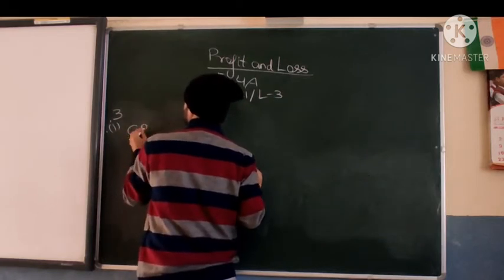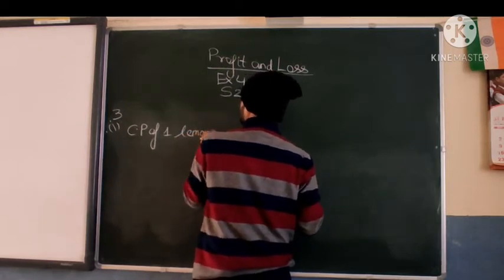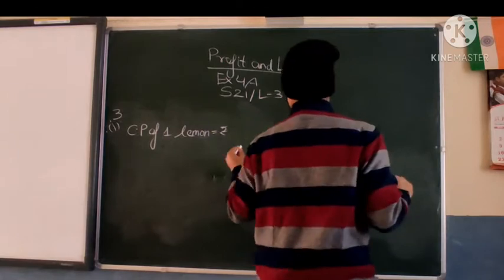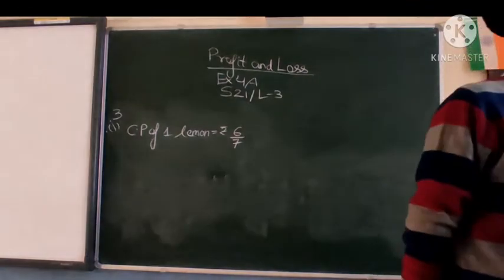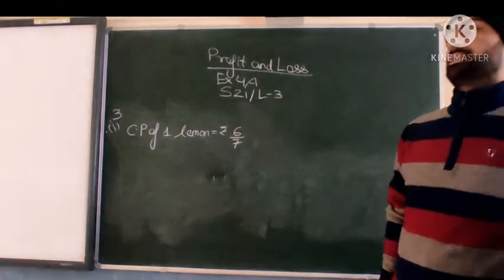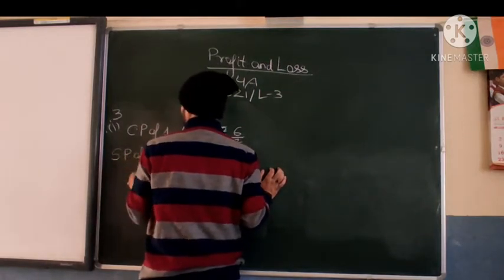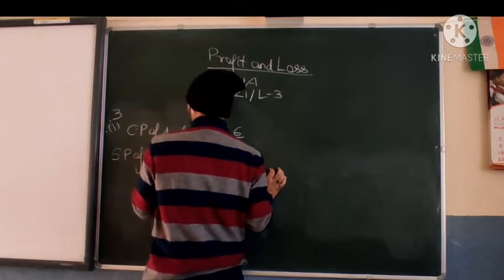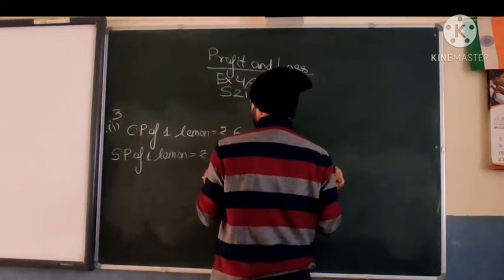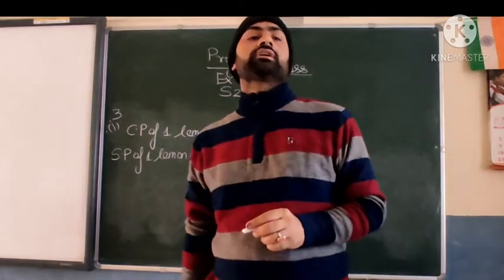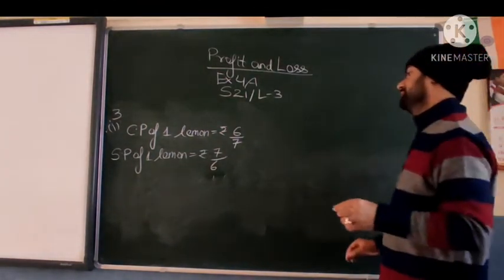So write here, first, CP of 1 lemon is equal to rupees 6 by 7, because 6 lemons she has bought for rupees 7. And how is she selling? SP of 1 lemon is equal to rupees 7 by 6. Clearly you can see here that the SP is more than the CP. That means there will be profit.